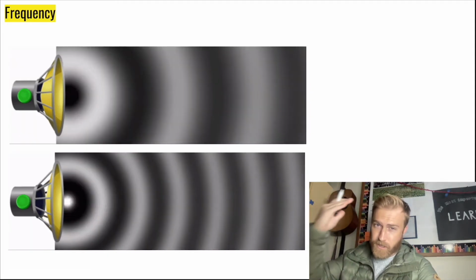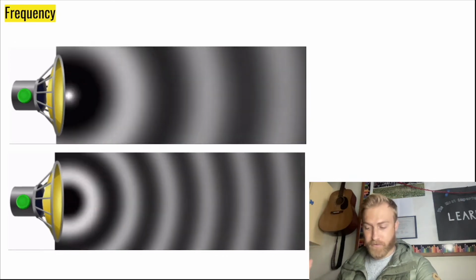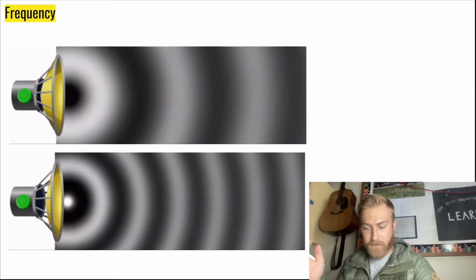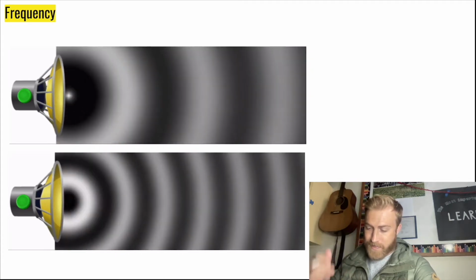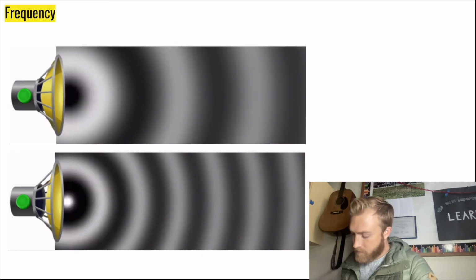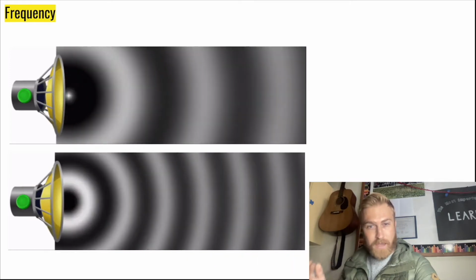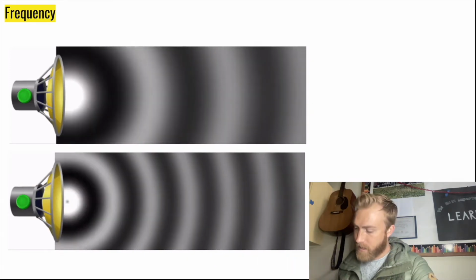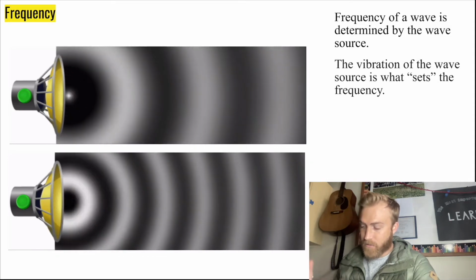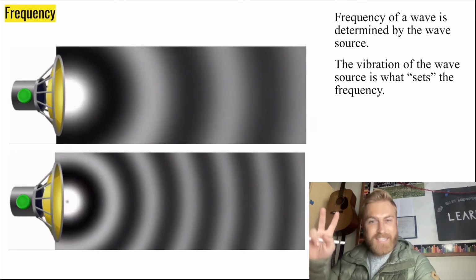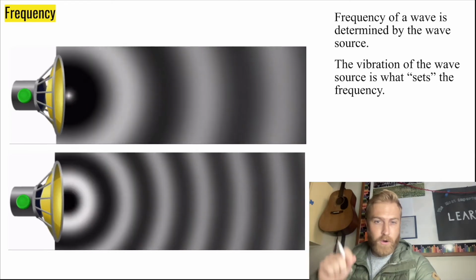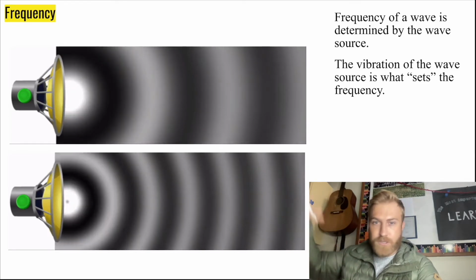The speaker on the top image has a low frequency because look at how slowly the speaker's diaphragm is vibrating back and forth. The image below, that's a high frequency wave because look how quickly the speaker's diaphragm is moving back and forth. I'm looking here at the wave source, the thing that is creating the wave. So frequency of a wave is determined by the wave source. In other words, the vibration of the wave source is what sets the frequency, whether that's the moving diaphragm of a speaker or a jiggling electron creating an electromagnetic wave.